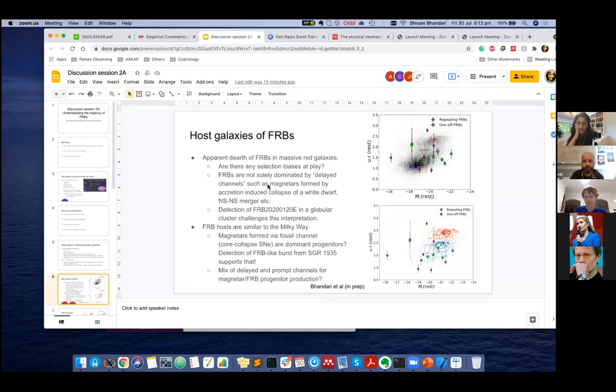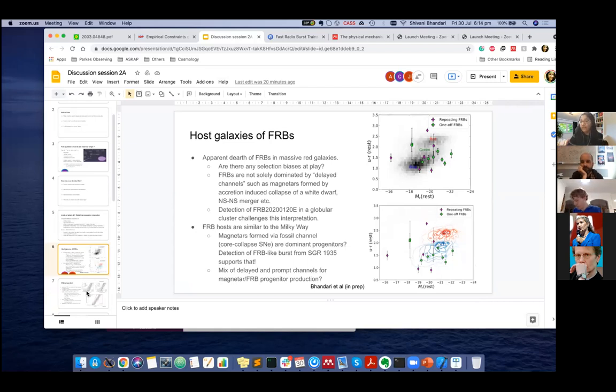So that was that discussion about finding a dearth of FRBs in massive red galaxies. But on the other hand, we see that most of the FRBs are lying in the Green Valley region and star forming region, and their mass is similar to what we see for the Milky Way. Again, that raises a question whether the magnetars or FRB progenitors are formed by fossil channels such as core collapse supernovae. Are they the dominant progenitors? For example, the detection of this FRB-like burst from the SGR supports that claim. So are we seeing a mix of delayed and prompt channels in the way that you can create an FRB progenitor, or is it solely dominated by one and completely ruled out the other? So, any questions? No. Okay, so I'll move on.